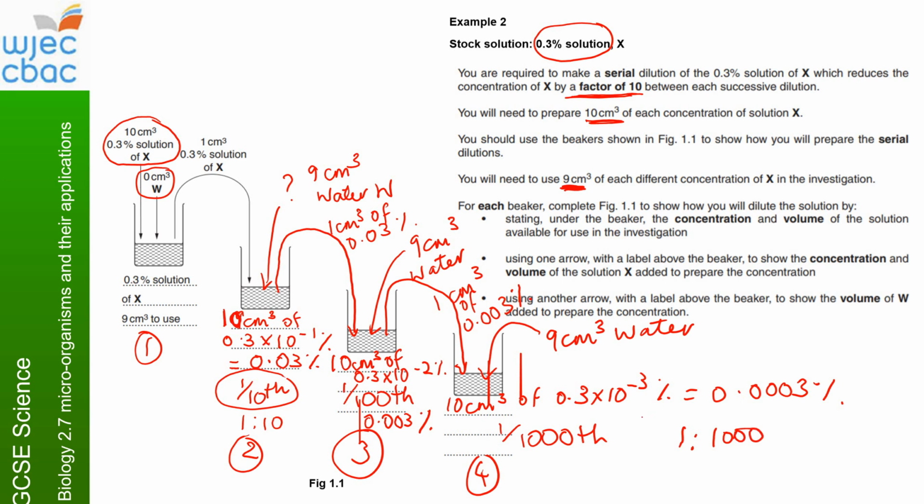So it's 1,000th diluted. This is 1 to 100. And this is 1 to 10, a dilution of 1 to 10. So hopefully that's made sense, okay. Pause the video, replay it if you're not sure, and go through it so that you understand how to make factors of 10 dilutions, successive dilutions.